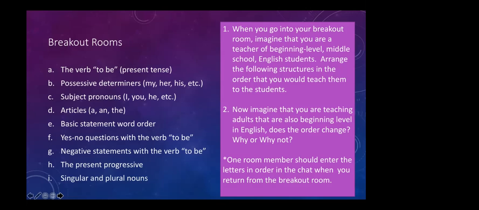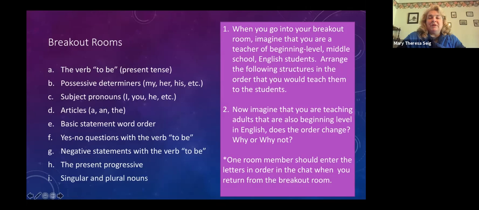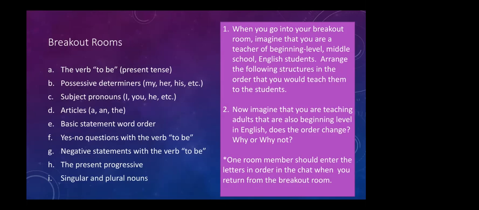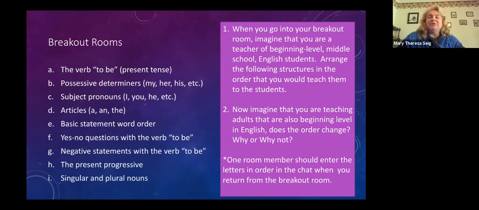So I'm going to break you into breakout rooms, and I'd like you to think through how you would structure this if you were teaching middle school, beginning level English students. And then the second question, if you have time, is to think about if they were adults, but also beginning levels, does the order change? Why or why not?